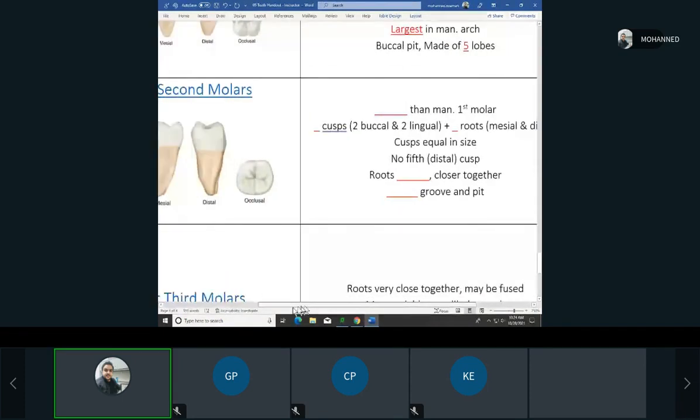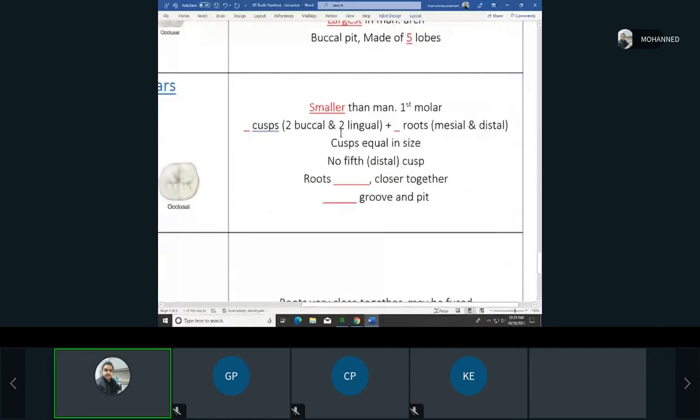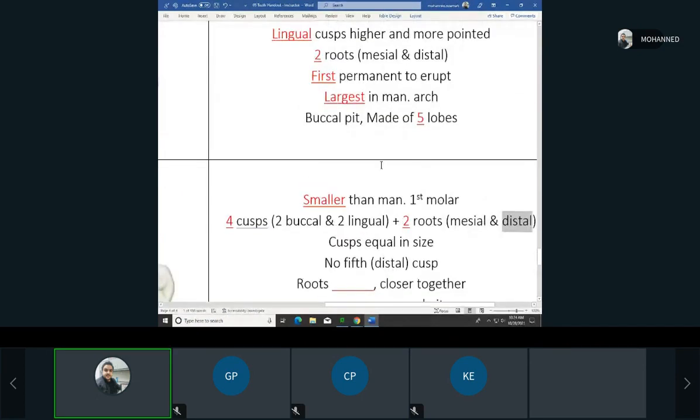The mandibular second molar is smaller than the first one. Also has four cusps. Well, not five. The other one has five. And also two roots. The roots are mesial and distal, right? So the roots for the maxillary first premolar are what? Buccal and lingual roots, right? They go buccal and lingual. The roots for the molar on the mandible go mesial and distal. And the roots on the maxillary molars go two buccal, one lingual.